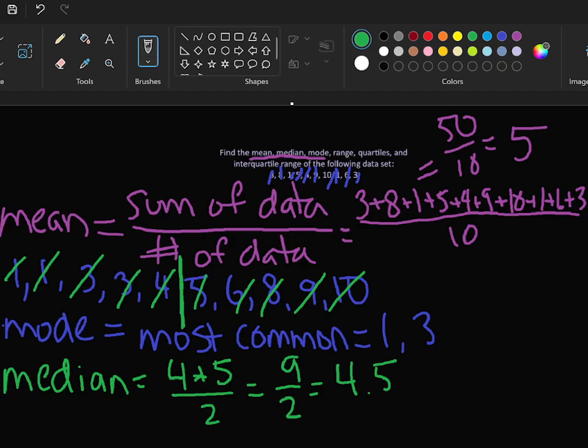Now frequently, your mean and your median are going to be pretty close. Sometimes you'll have some weird data values wherein they're very different from each other, but our median is 4.5, our mean is 5, so that seems pretty reasonable.